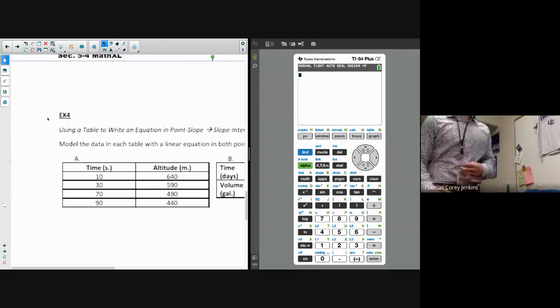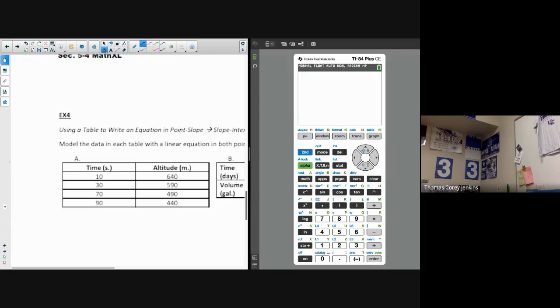All right, so let's look at example 4A and then maybe C. Our directions say we want to come up with a point slope equation and then a slope intercept equation.